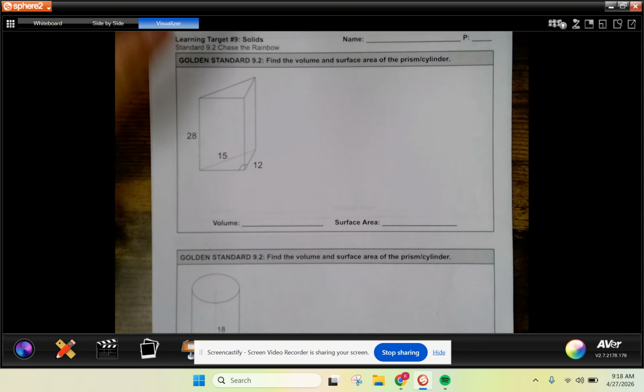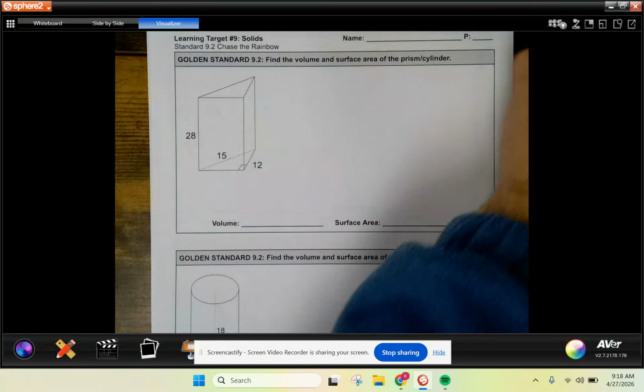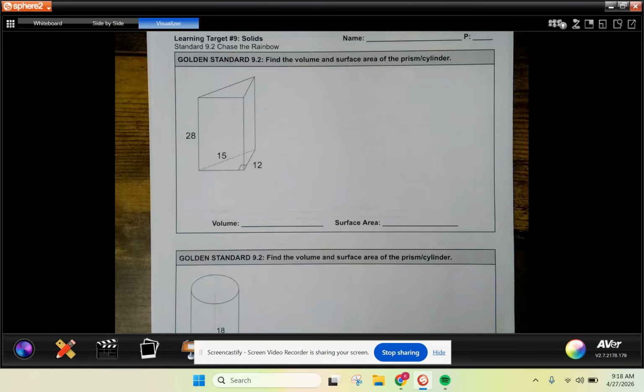Okay, let's work through the golden standard here. Golden standard 9.2 to review for your retake. So, start here with this triangular prism. We're going to do the front side together, and then you can run the back side by yourself.